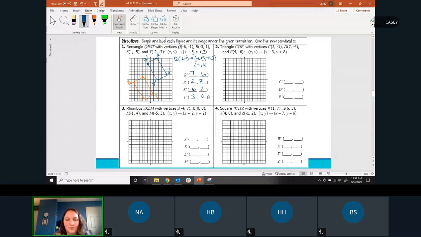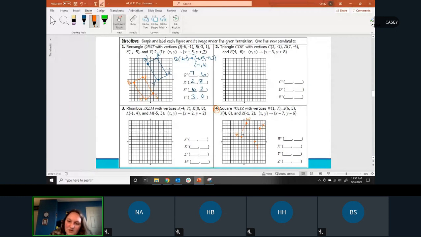Let's do an example where they're not plus signs. So let's go down here to number 4. I'm skipping down here to number 4, just so you can see an example where we have an x minus 7 and a y minus 6. So I'm going to graph the points 1, 7, 6, 5, 4, 0, and negative 1, 2.